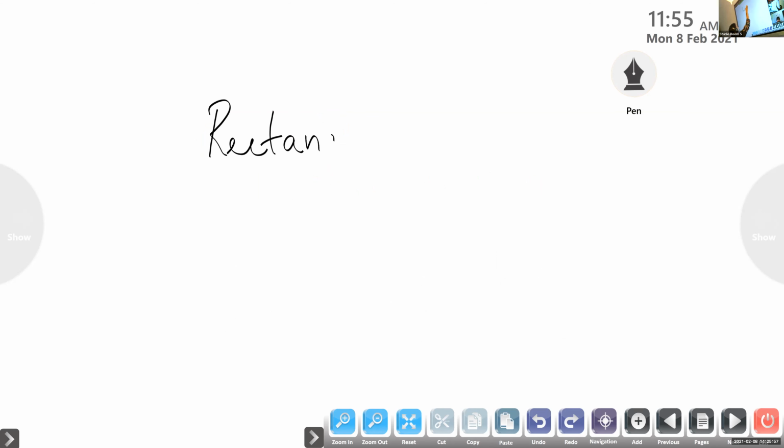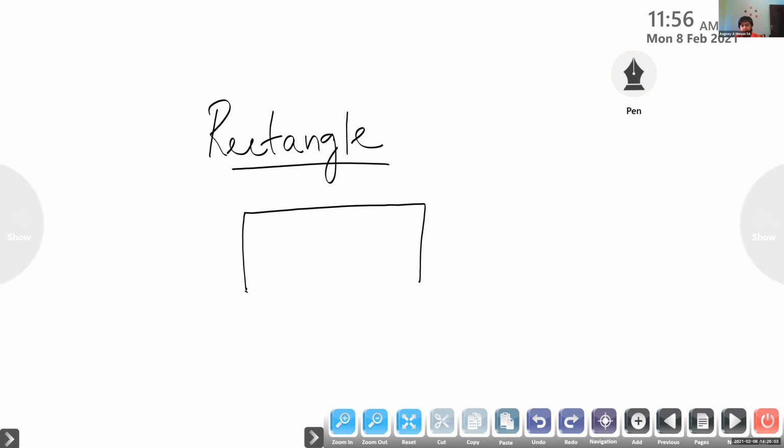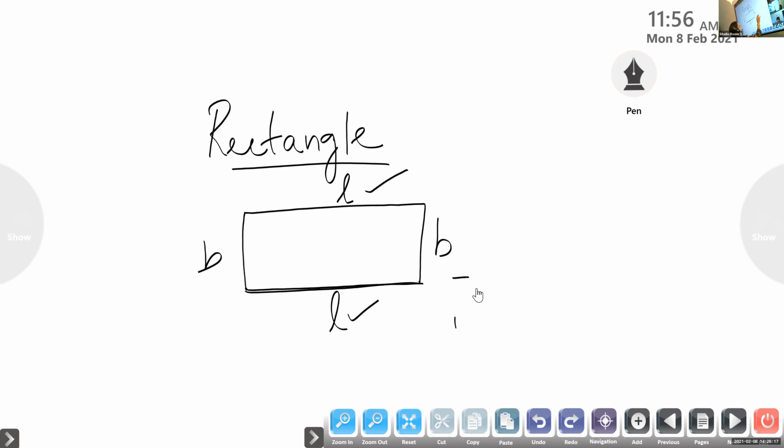What is the specialty of a rectangle? Opposite sides are equal. If I'm taking this as the length, here also it is length, because the opposite side is equal. And if this is the breadth, here also it's breadth. So how many times L? We have 2 times L. Or we can say L plus B, again another L plus B.